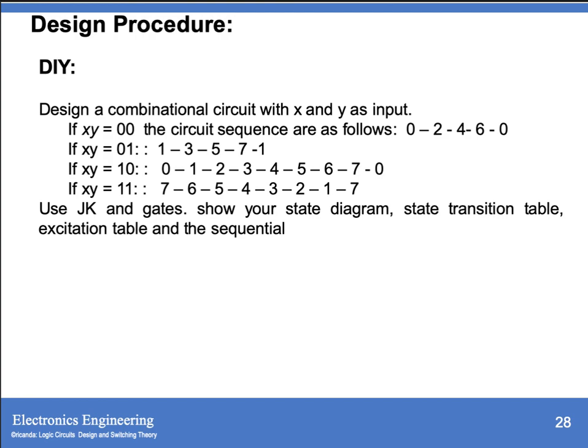So the maximum value of your sequence is 7. If you change that into binary, that is 1, 1, 1. So it means that you will be using 3 JK flip-flops, and you have to designate them as A, B, and C. So you have to do that and pass that on the next meeting.